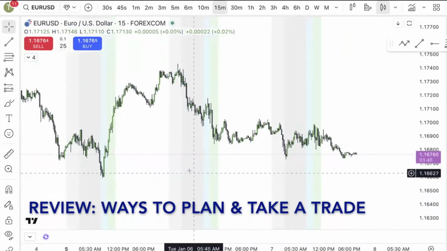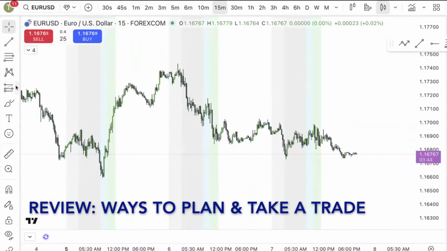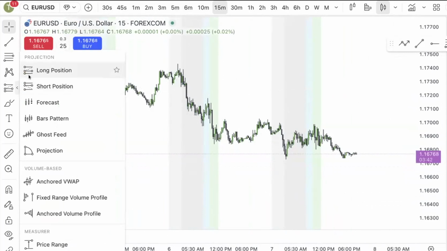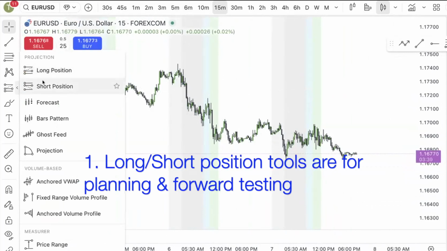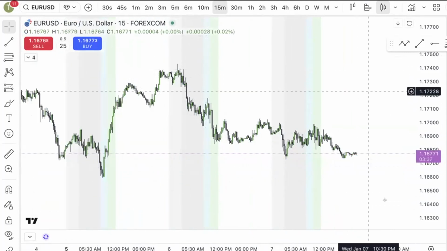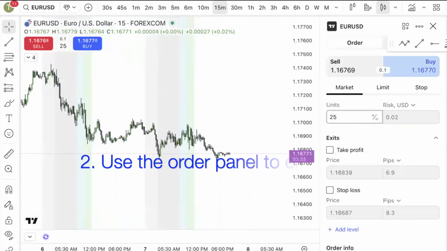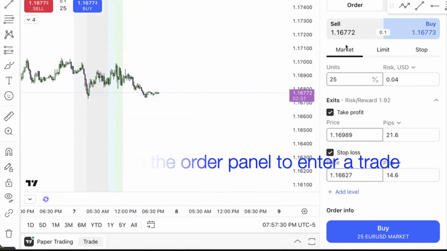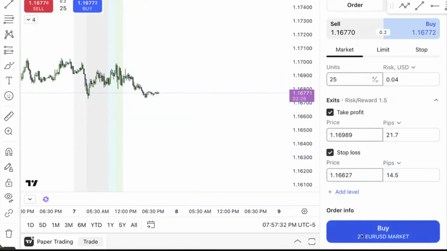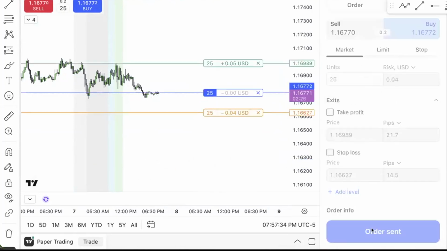So we've talked about the two ways that we can take a trade. We can use the long position and short position tool over here on the left, so you can click on those. The second way is to click the trade button down here to bring up an order panel, and you would hit market, and then you would click buy, and that would put you into the trade.